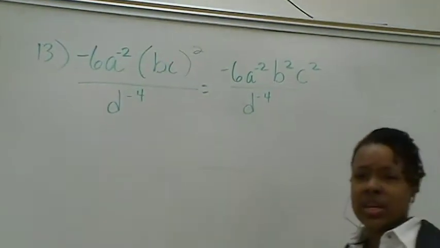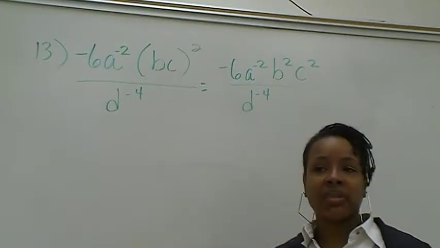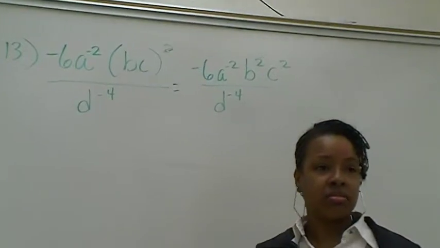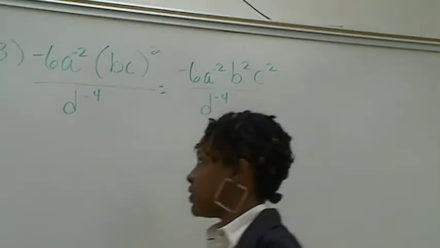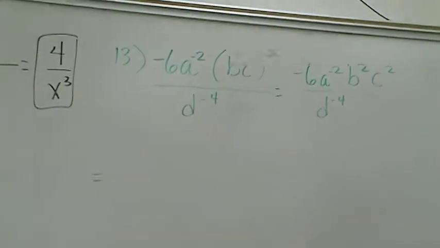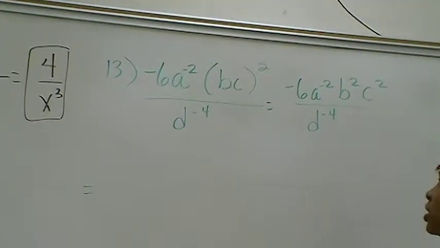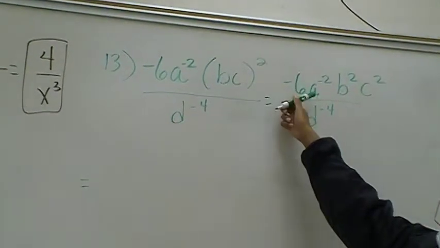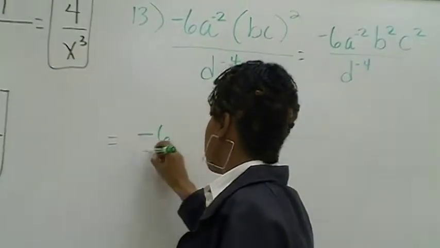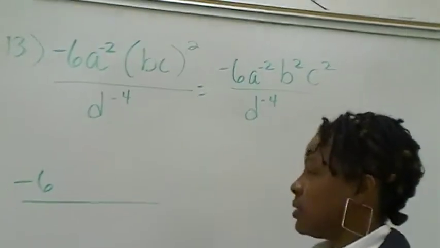Now, do you see any powers that have the same base? Anything that has the same base? No. Good. So we can't fix that. So the next thing we could fix is all these negative exponents. Don't get confused. Is negative 6 a negative exponent? No, that's just a regular number. What's next to it? Negative 6? A to the negative second. Oh, A.